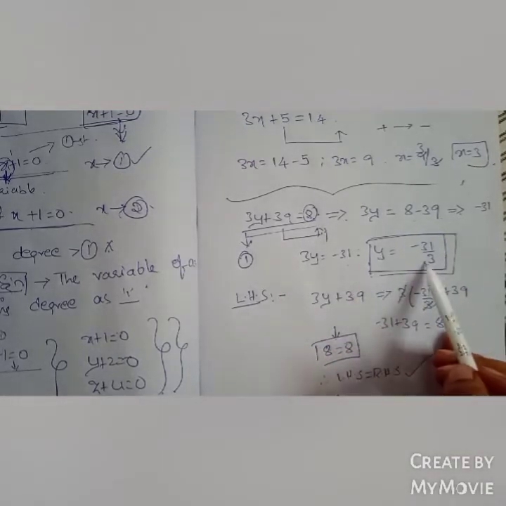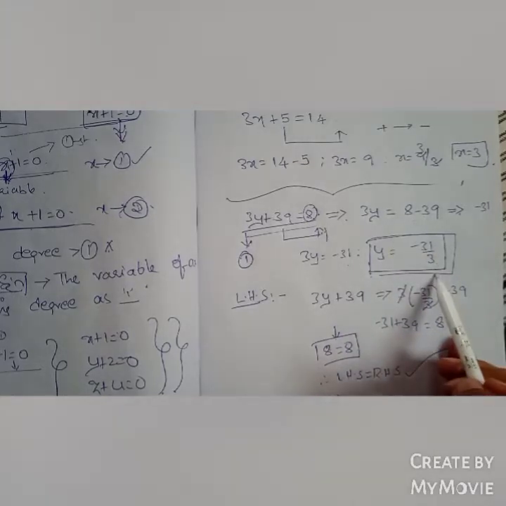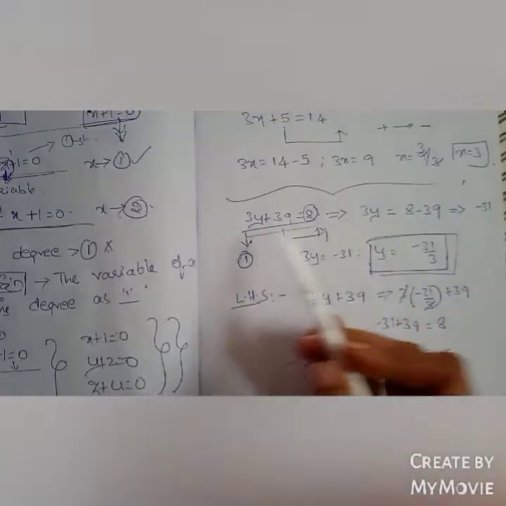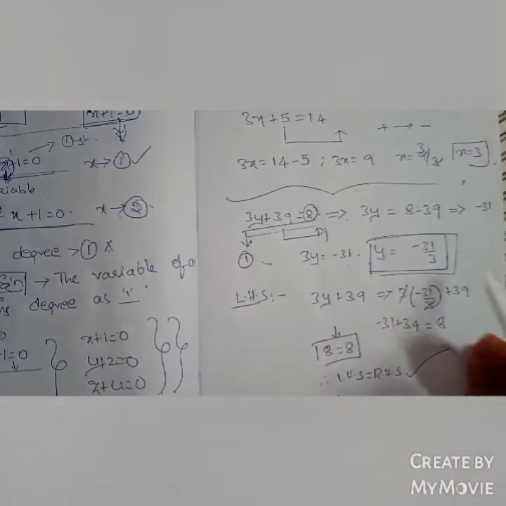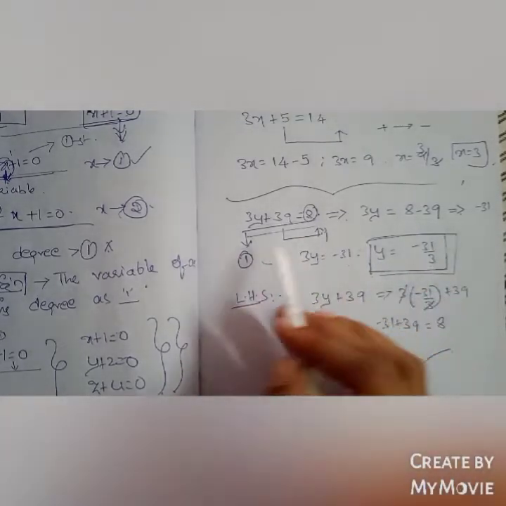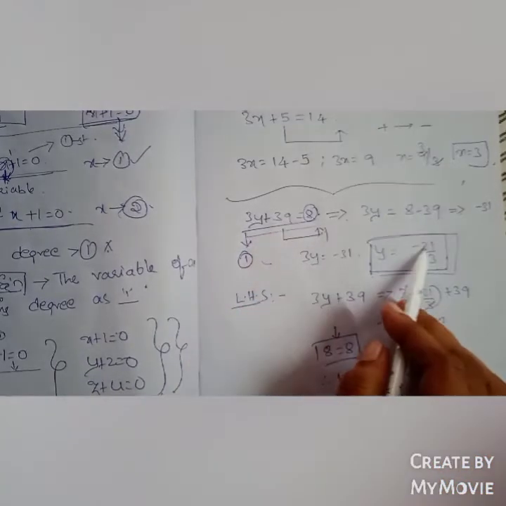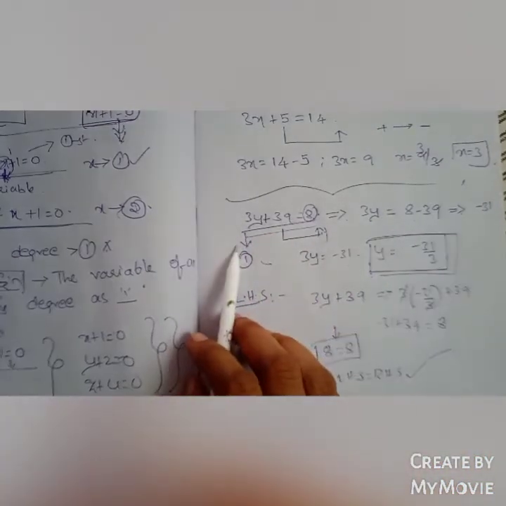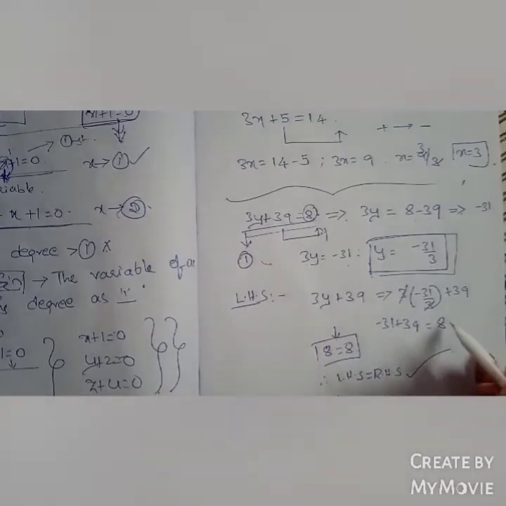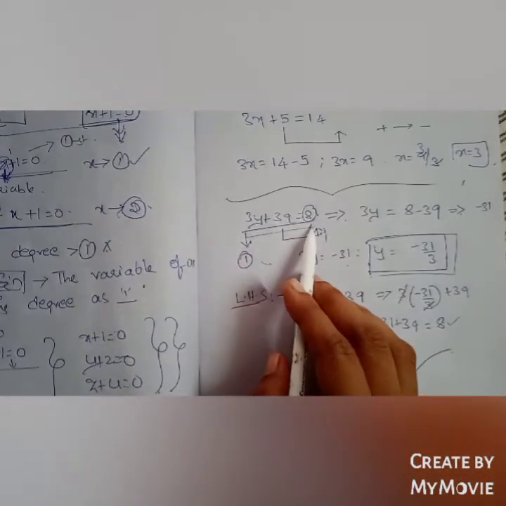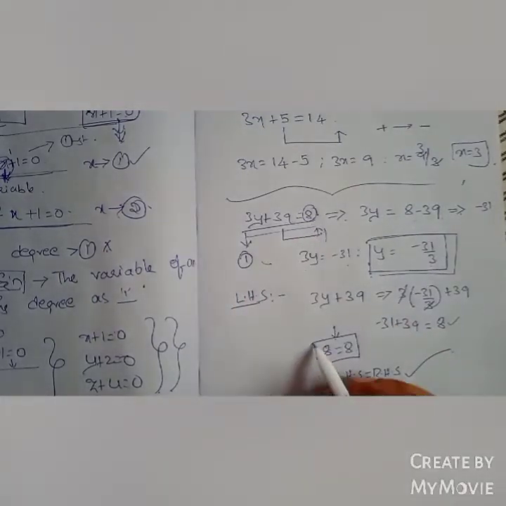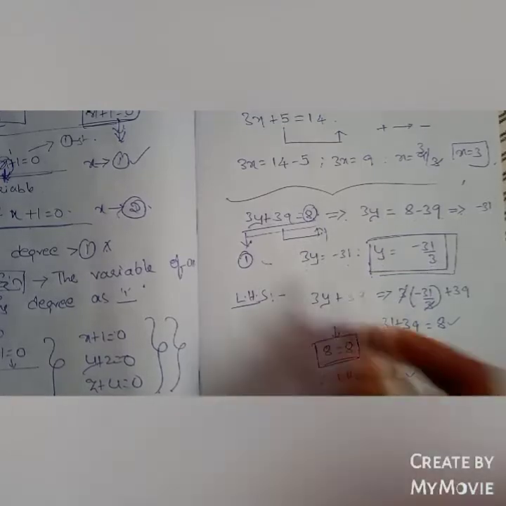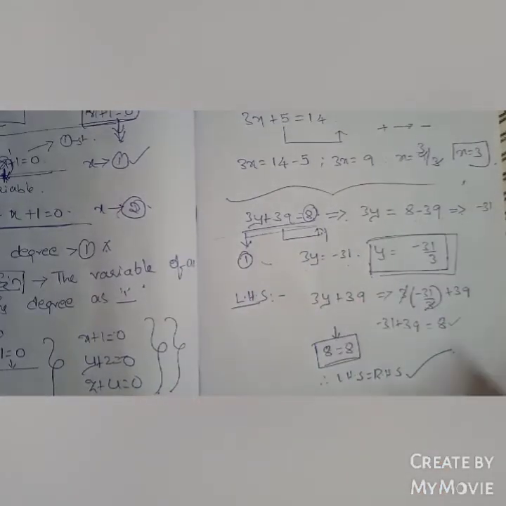So what's the value of y? Y is minus 31 by 3. To know whether the given equation is satisfied or not, we need to substitute this value in the given equation. So we substituted this y value in the LHS. After substituting, we got the LHS value as 8, and in the given question the RHS value is 8, isn't it? So we proved that LHS is equal to RHS. So the above equation is satisfied.